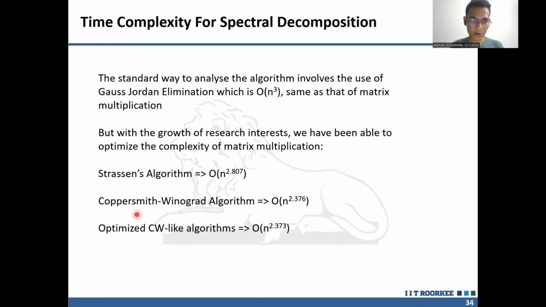Let's talk about Strassen's algorithm. This has helped us achieve a big O of n to the power 2.807. Similarly, the Coppersmith-Winograd algorithm helped us achieve a much better time complexity of big O of n to the power 2.376. Further optimizations along the Coppersmith-Winograd algorithm led us to improve a bit more and bring it down to big O of n to the power 2.373. Now, the Coppersmith-Winograd algorithm involves complex mathematics, which is beyond the scope of this course.